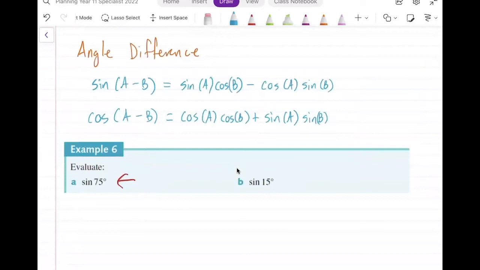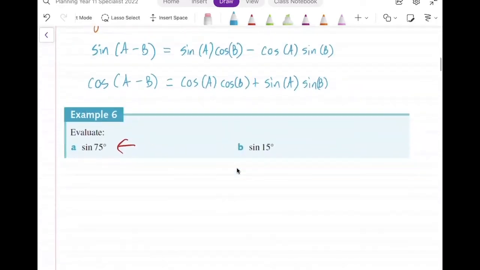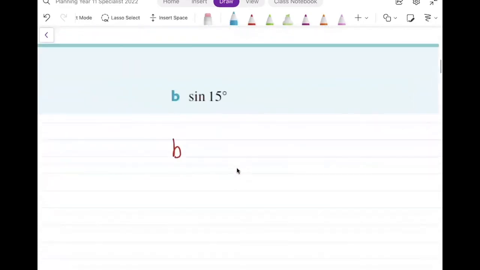I did cos the first time, so let's choose sine for this one, and we'll do it on part B. Just note here for part A, I would need to use my angle sum identities again and do 30 plus 45. For this one, though, I have 15. So I'm going to write sine 15.